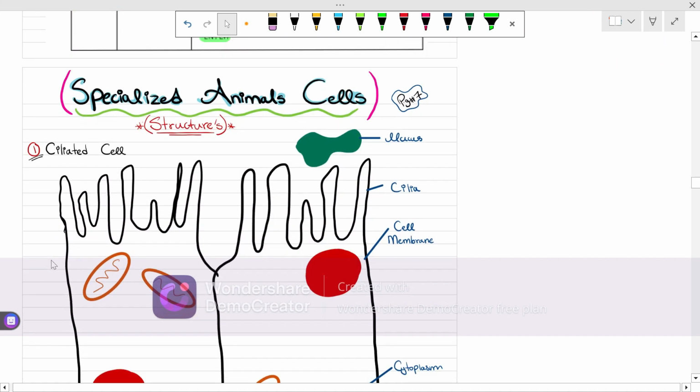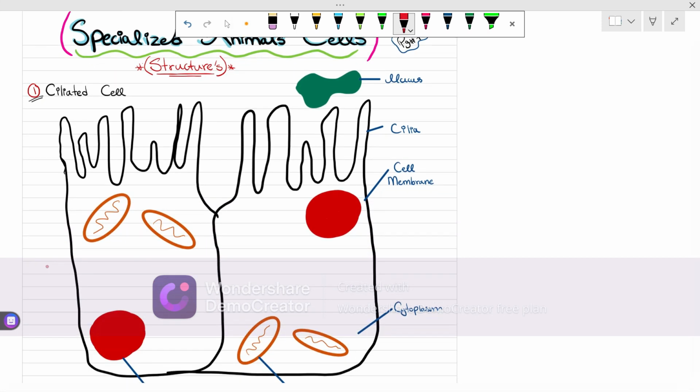Here are the diagrams of each cell. The first one is the ciliated cell. The ciliated cell contains a cell membrane, nucleus, and mitochondria. This is the mucus, and these are the cilia, hair-like structures, which beat the mucus outside the throat.